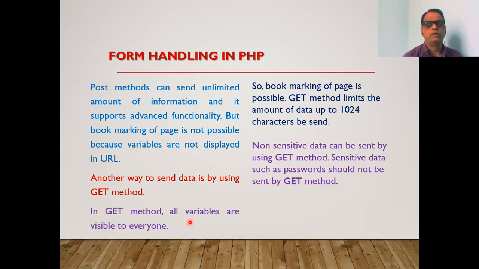In the get method, all the variables are visible to everyone, and therefore bookmarking of the page is possible. But the get method limits the amount of data that can be sent to up to 1024 characters. Also, when we use the get method, we need to send only non-sensitive data, because sensitive data such as passwords should not be sent by the get method. It should be sent only by the post method.